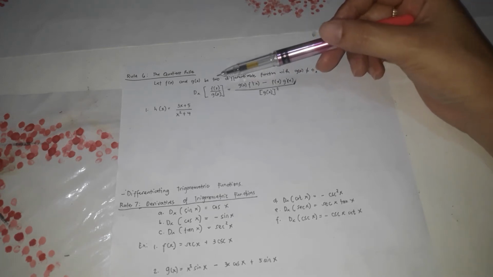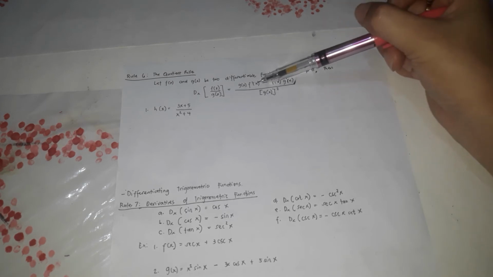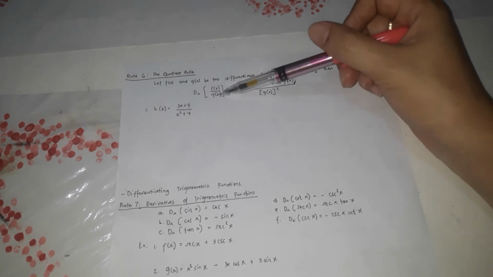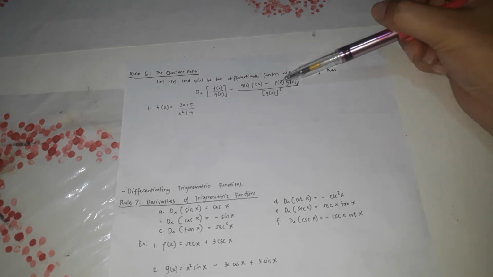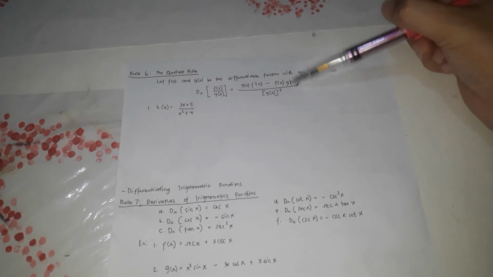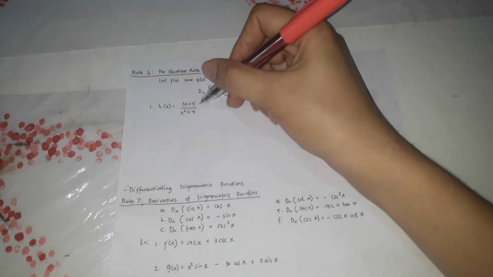Rule number 6 is the quotient rule. Let f of x and g of x be two differentiable functions with g of x not equal to 0, because it will be undefined if it is equal to 0. The formula is almost the same as the multiplication rule, but here, copy the bottom first, take the derivative of the top, minus, copy the top, take the derivative of the bottom, over the bottom squared.